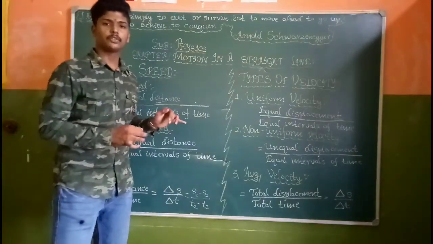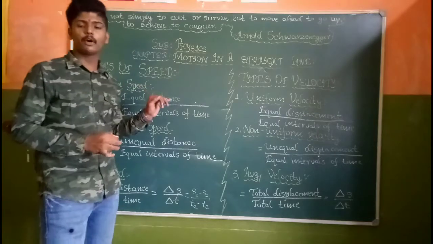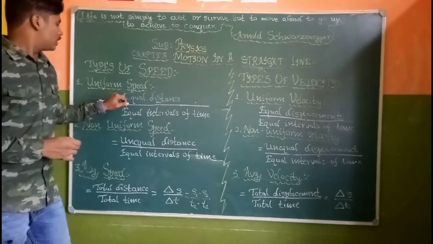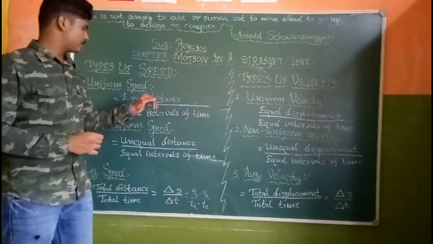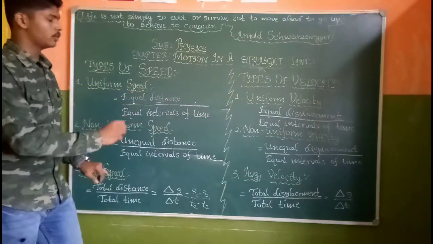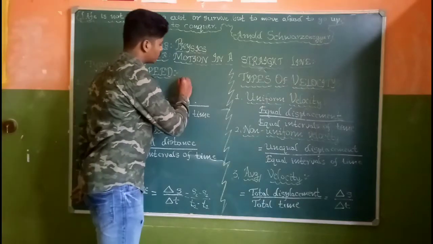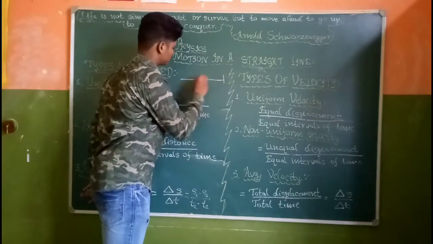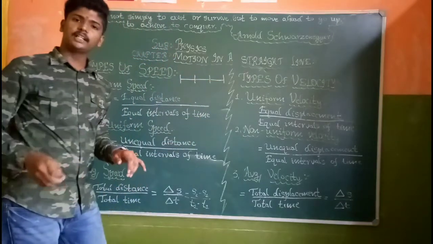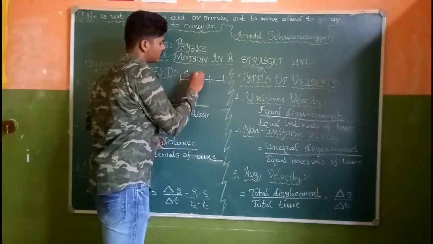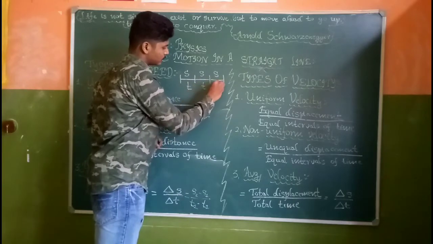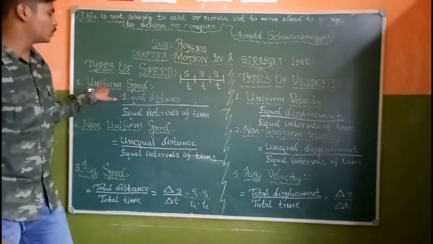So let us discuss the types of speed and velocity. The first type of speed is uniform speed. That is, when an object covers equal distances in equal intervals of time, we call it uniform speed. I will show you this. Let us consider this part. An object has covered equal distances s in equal intervals of time t. So this is uniform speed.